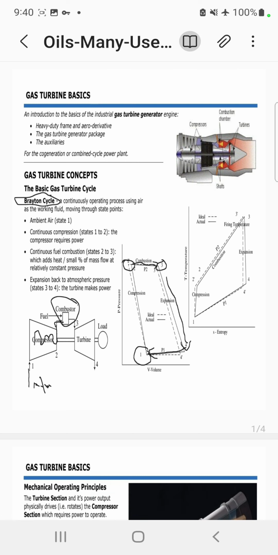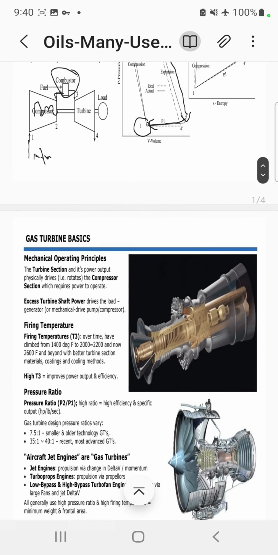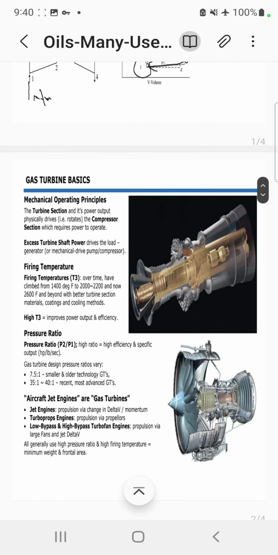So now let's go to the second slide. Now the gas turbine basics also: mechanical operating principles. The turbine section and its power output physically drives the compressor section, which requires power to operate. Excess turbine shaft power drives the load generator or mechanical drive pump or compressor.